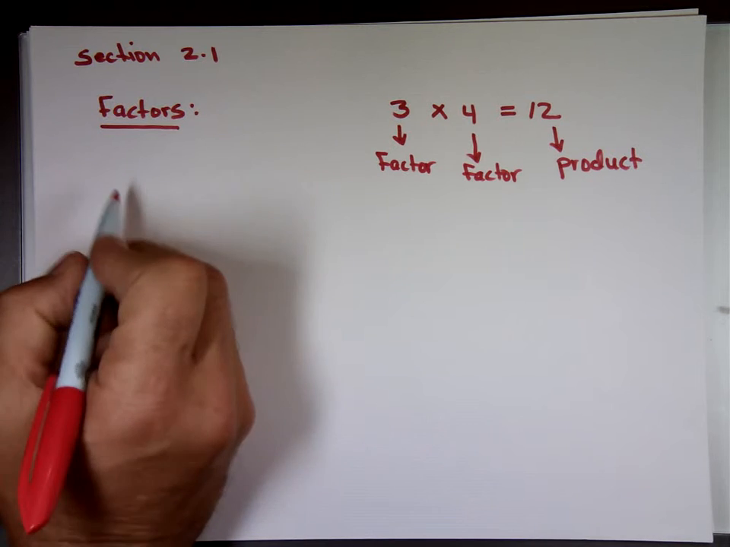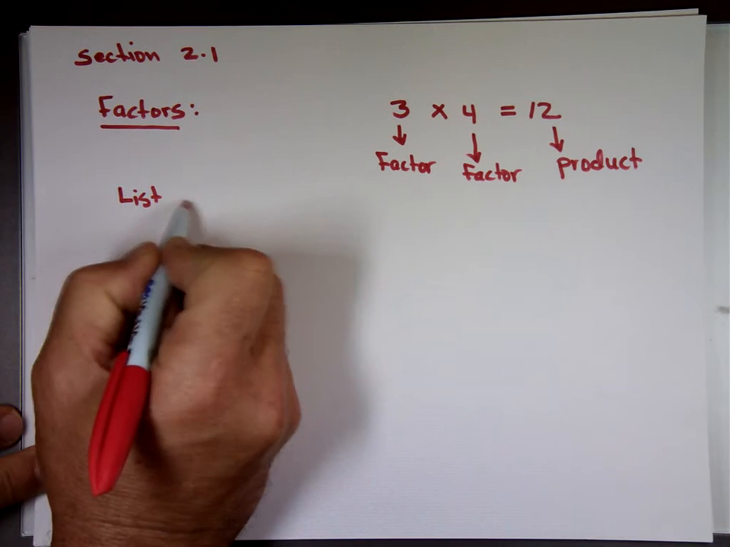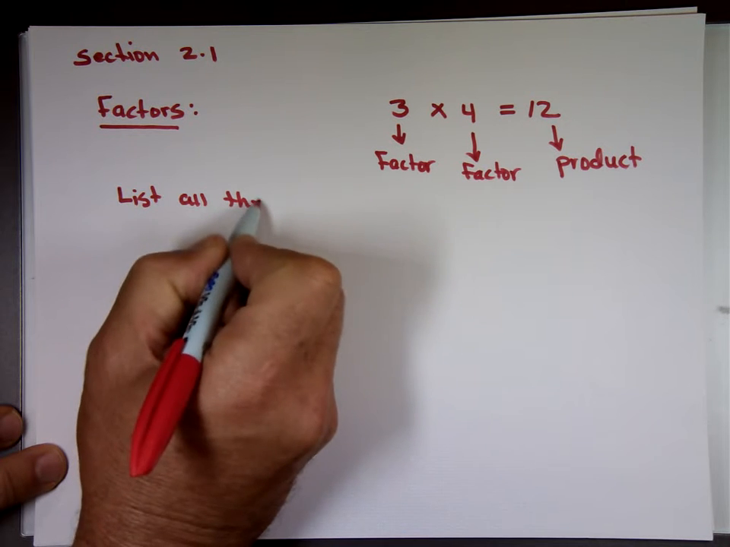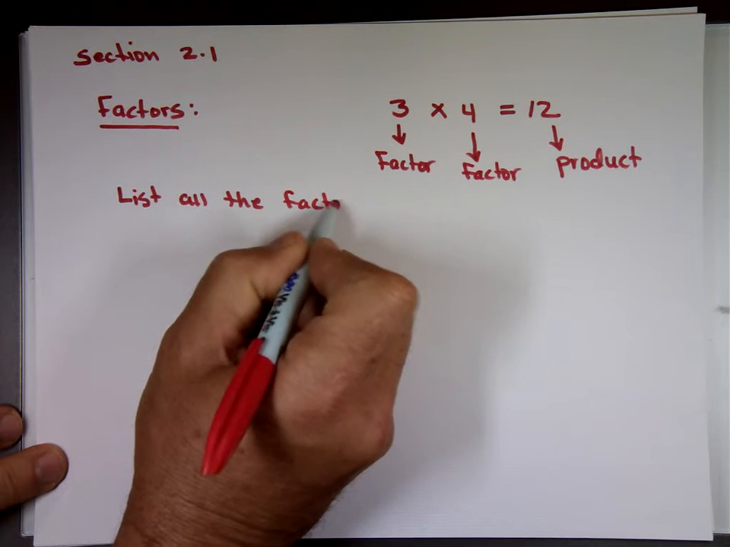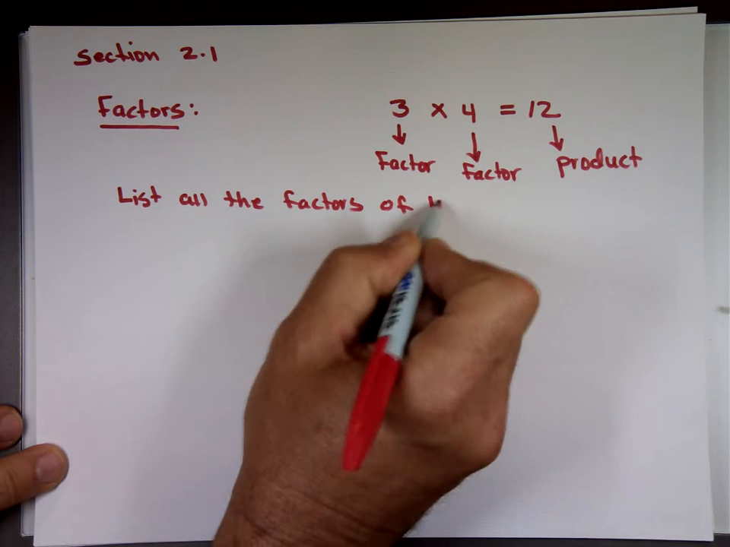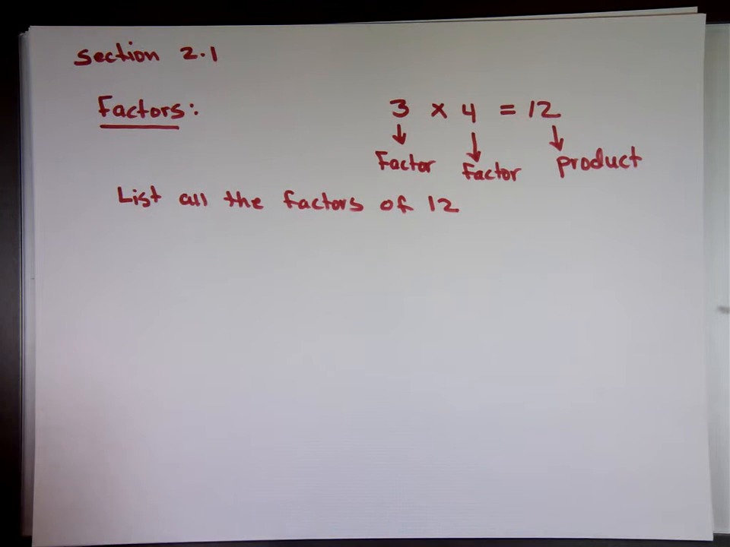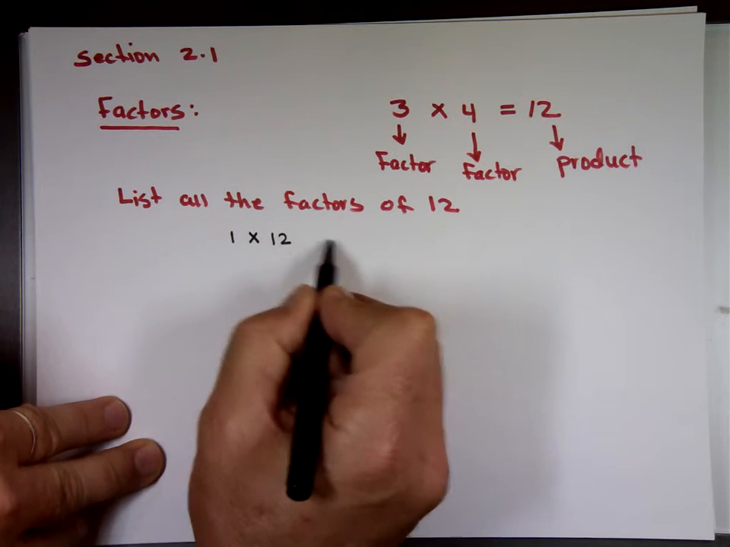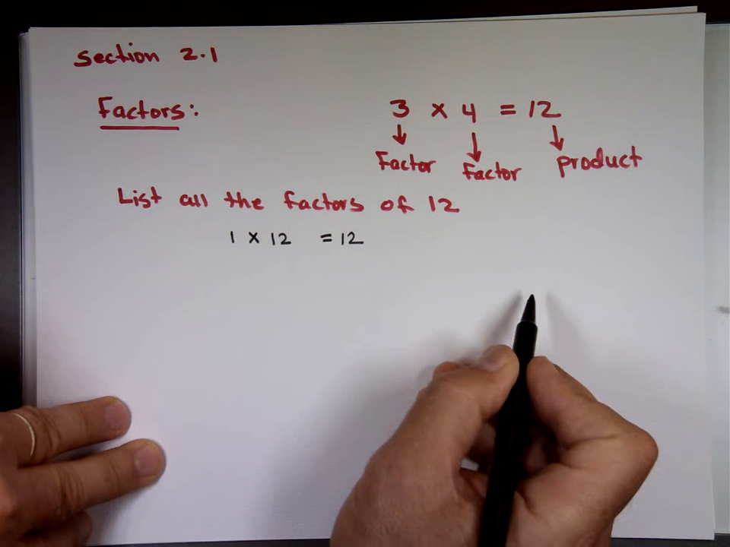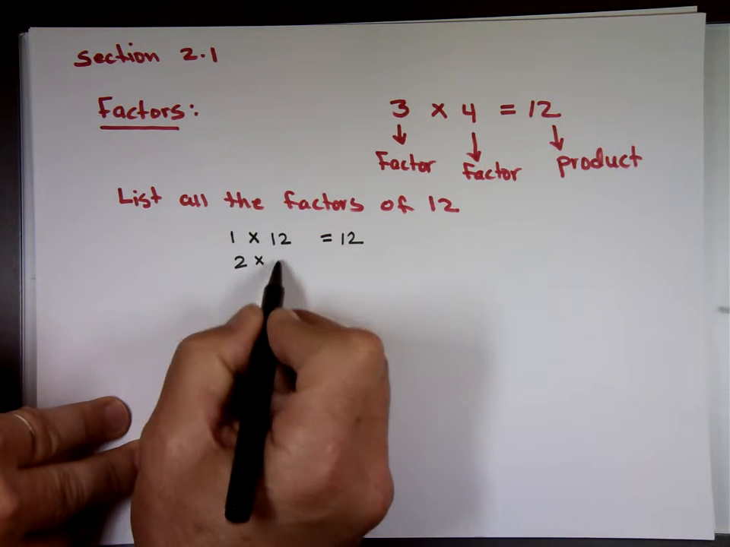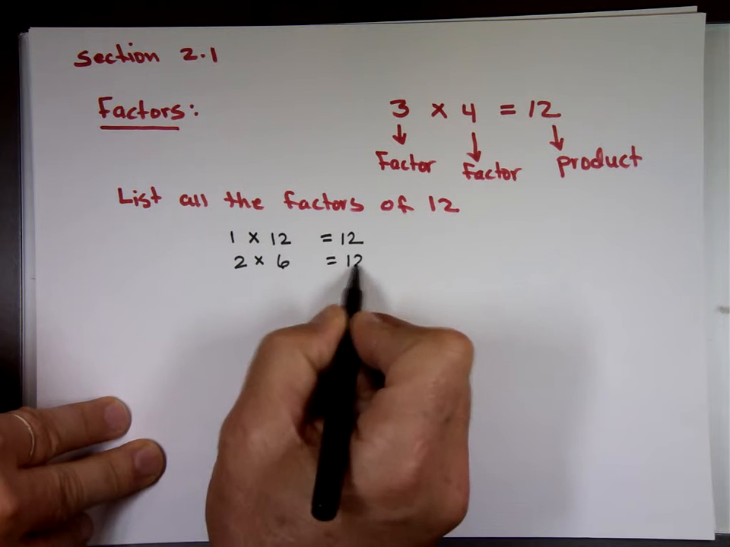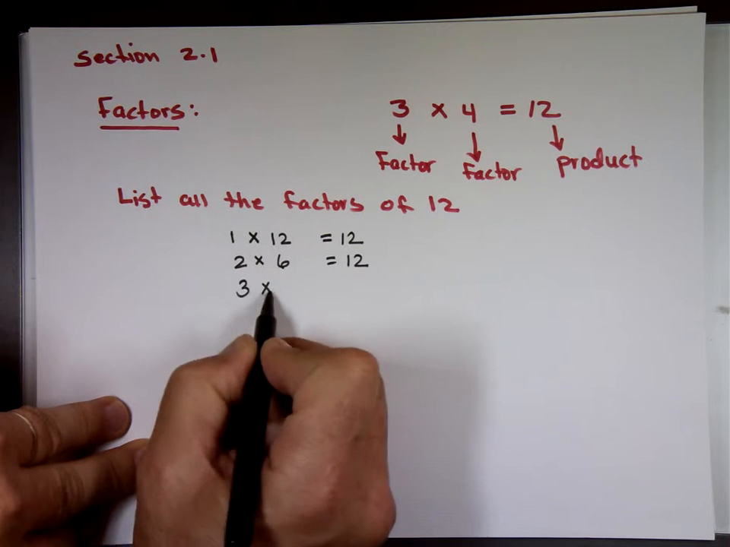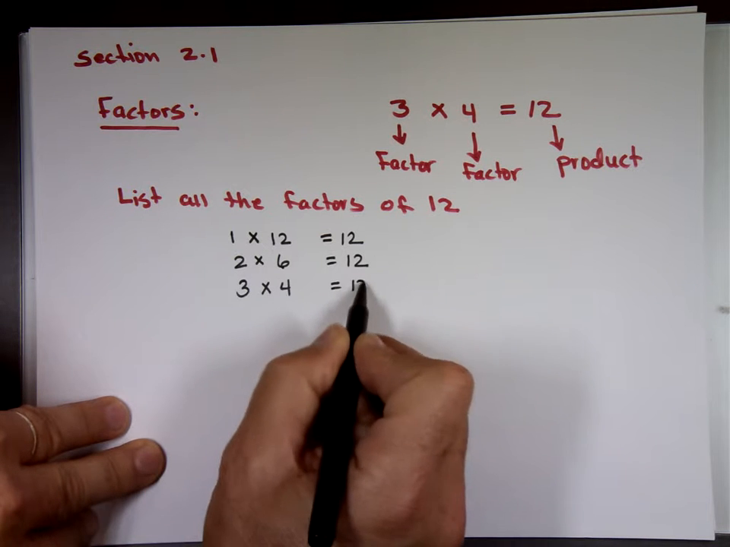So when we give you a problem, it says list all the factors of 12. List all the factors of 12. Well, how do you get 12? Well, I can get 12 by going what? 1 times 12. Isn't that a 12? What else? 2 times what? 6. Isn't that a 12? 3 times 4. Is that a 12? Anything else?